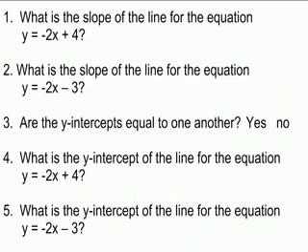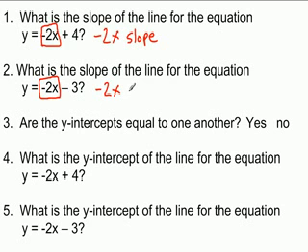Now let's look at these equations and these questions. What is the slope of the line for the equation y equals negative 2x plus 4? Well, the slope is the negative 2x. So negative 2x is the slope. What is the slope of the line for this equation, y equals negative 2x minus 3? Remember, negative 2x is the slope here.